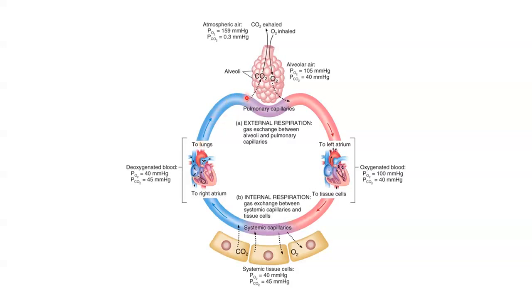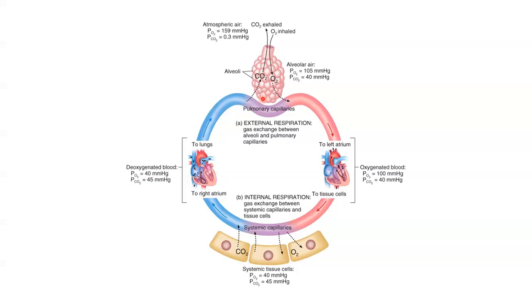We have a low partial pressure of oxygen. So the partial pressure of oxygen is only 40 millimetres of mercury. In the alveoli, or the air within our alveoli, the partial pressure of oxygen is high. The partial pressure of oxygen is 105 millimetres of mercury. Now, because of this difference in partial pressures, the oxygen will diffuse from an area of high partial pressure to an area of low partial pressure, and it will move from the air in the alveoli into those pulmonary capillaries.